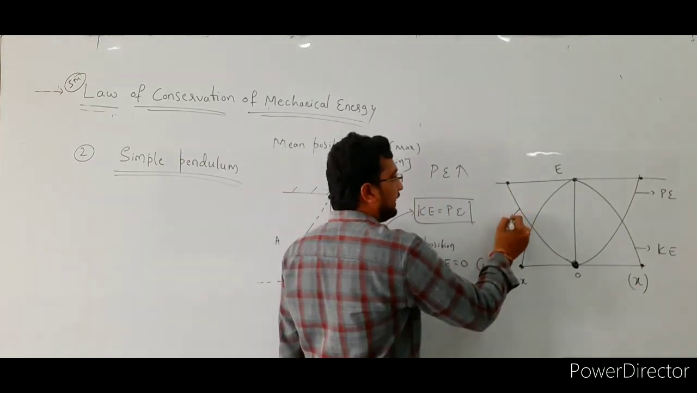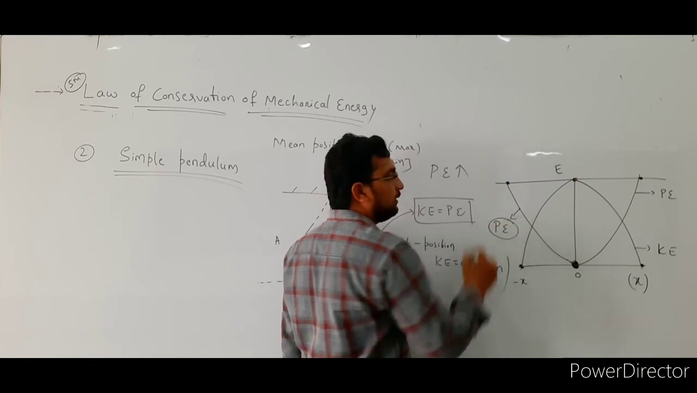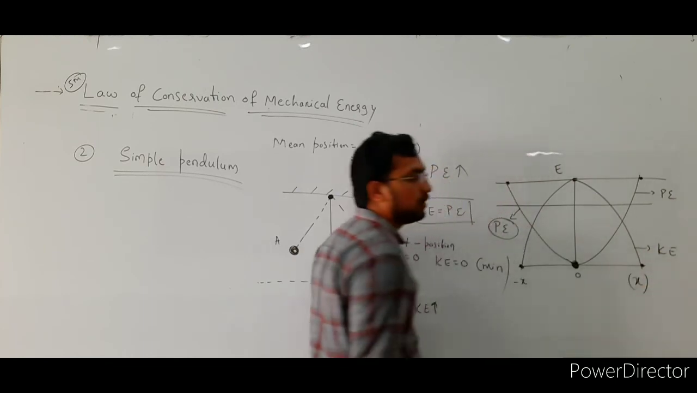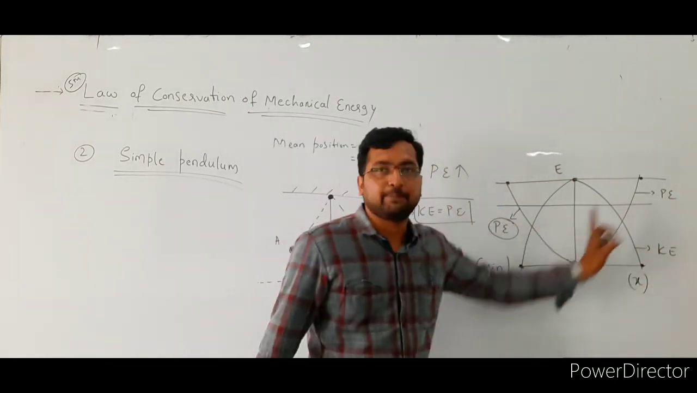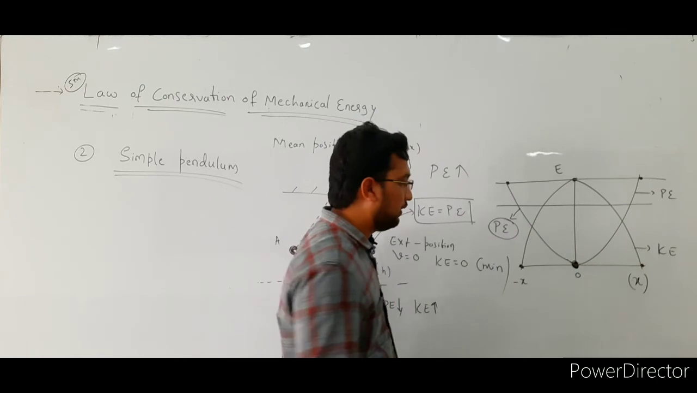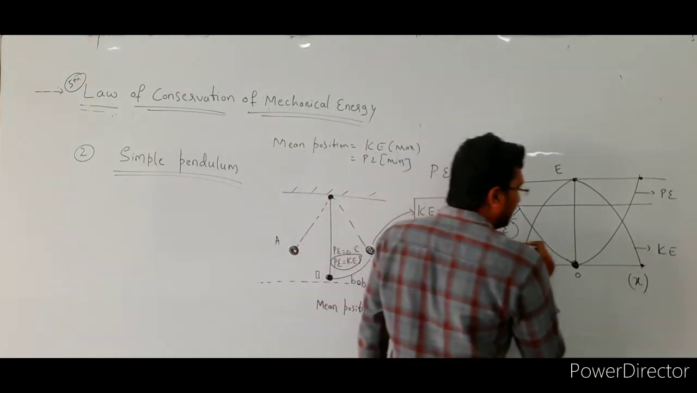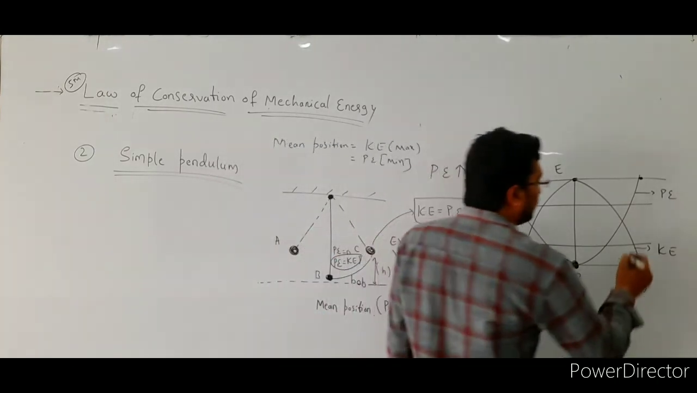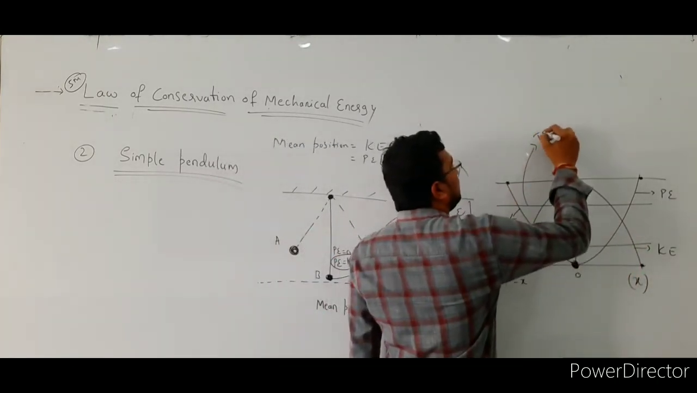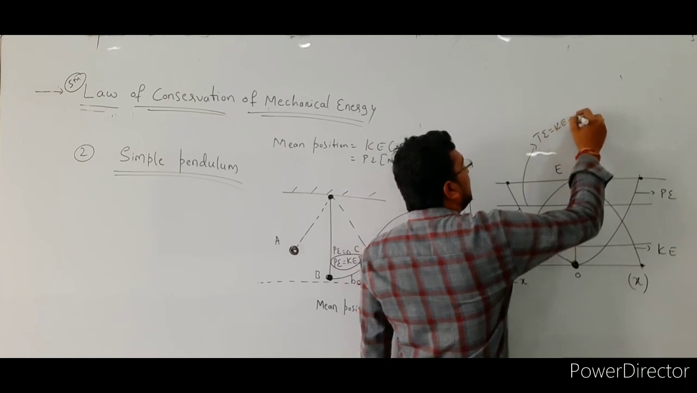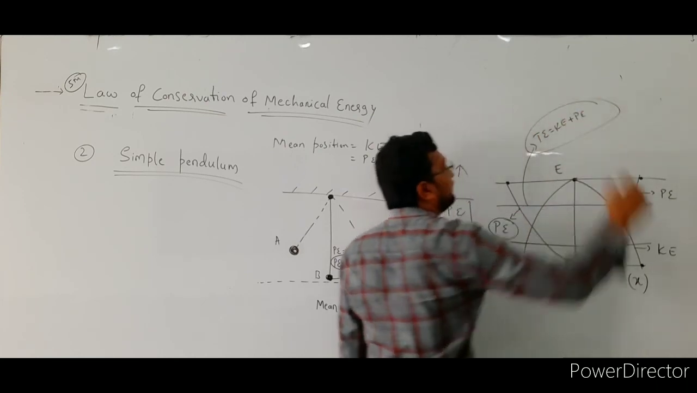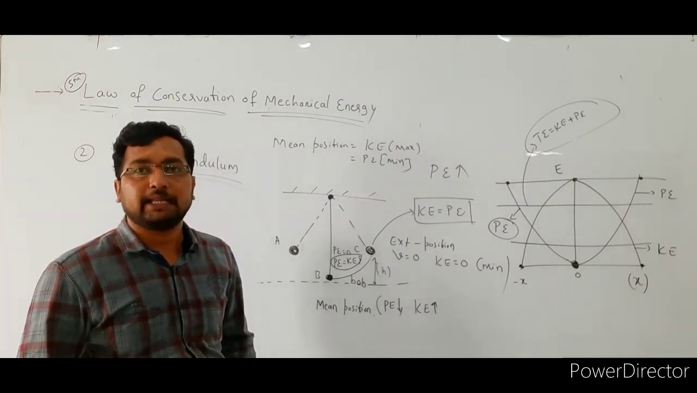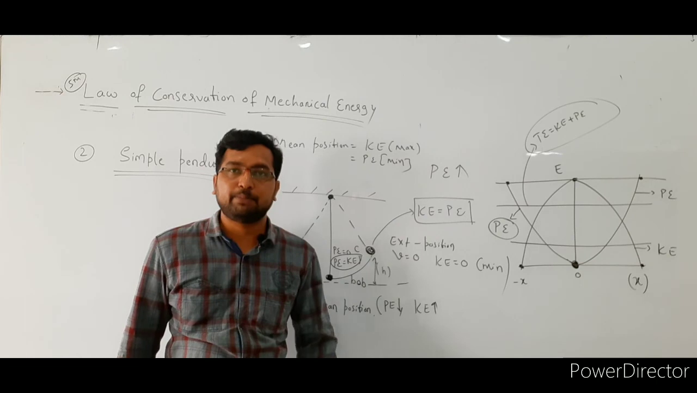But here the total energy at any point is the same. At this point also it is the same. If you want to calculate the total energy at this point, it is also the same. So total energy is equal to kinetic energy plus potential energy, right? So this is about the law of conservation of mechanical energy in case of a simple pendulum.